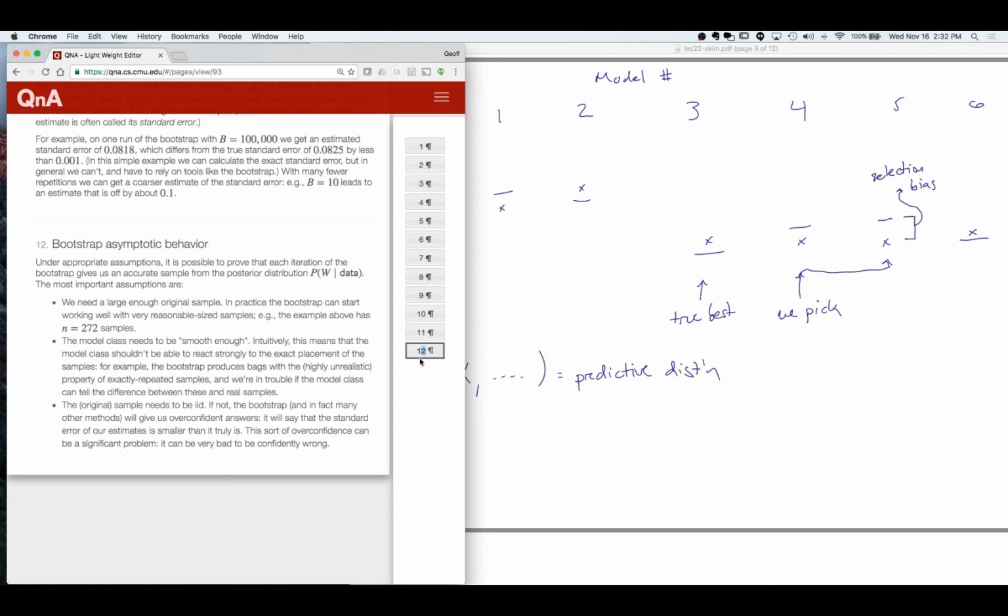It looks like we're losing our sound again. We're almost at the end, so instead of restarting the stream, I think it's best if people who couldn't hear just look at section 12. There are basically 3 things we need to make sure of in order to get the bootstrap to work: a large enough original sample, a smooth enough model class, and it's actually important that the sample be IID as well.